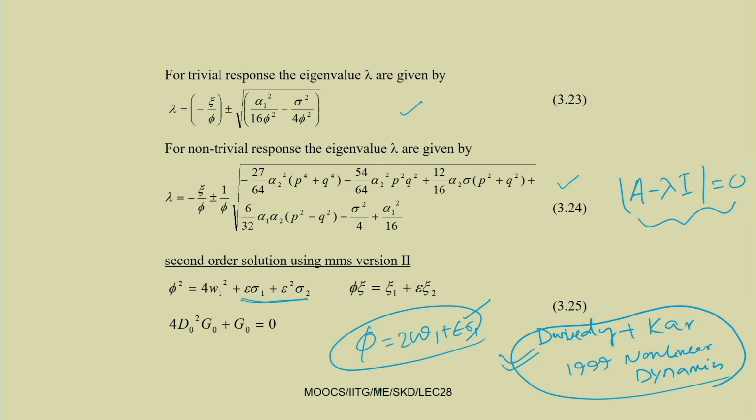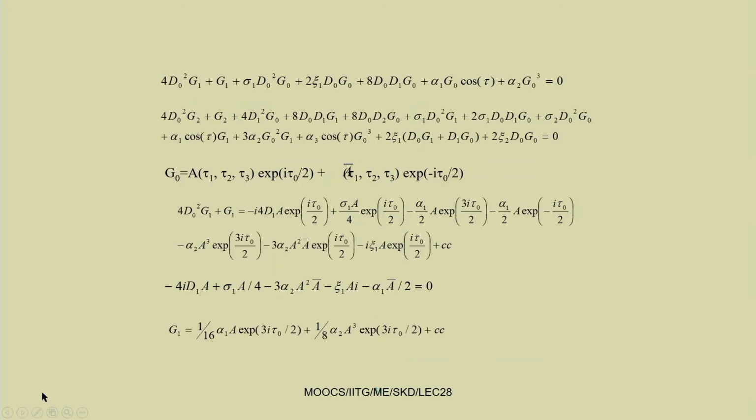Then 4 D0 square g0 plus g0, which we got from the first equation, is equal to 0 by substituting that. Similarly, we can get the solution of g0 in this form. The other two terms, the epsilon to the power 1 and epsilon to the power 2 equations, are here. Now, the solution of epsilon to the power 0 can be written as a e to the power i T0 by 2 plus its complex conjugate, a bar e to the power minus i T0 by 2.